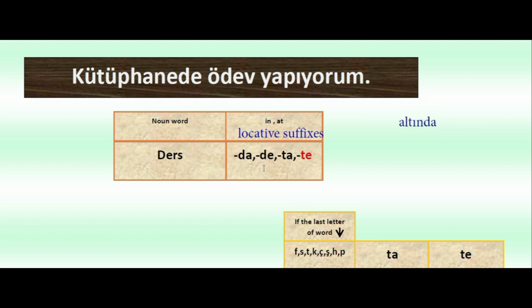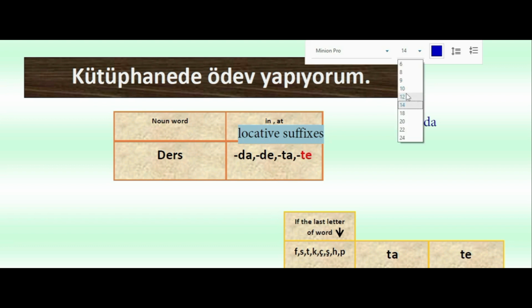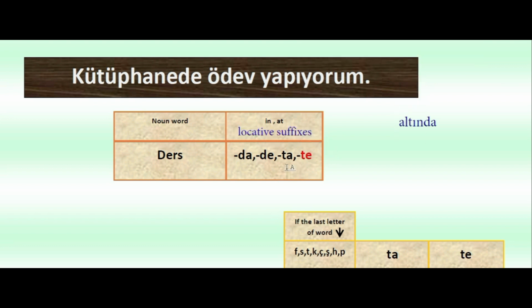In the previous part, we shortly talked about the locative suffix. At the end, we said that this da is a locative suffix. So let's talk about it now. Here, these da, de, and ta, te are locative suffixes, and we'll be using one of them according to the last letter and last vowel of the word. So for example, after ders, we will be using te, ders-te. That means in lesson, in class.